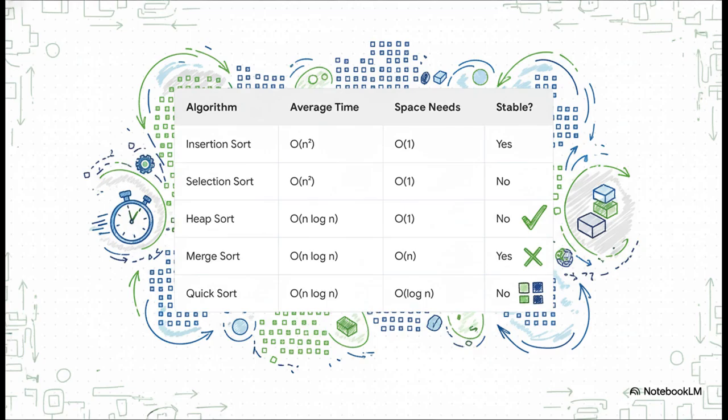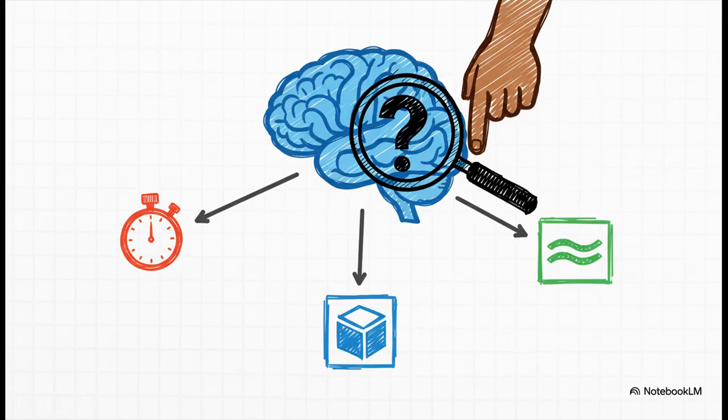So let's say you need guaranteed fast speed and you need stability. Well, merge sort is your answer, but only if you have the extra memory to spare. Or what if you're on a device with almost no memory, but you still need that reliable speed? Well, then heap sort is a fantastic choice, as long as you don't need stability. See how it works?